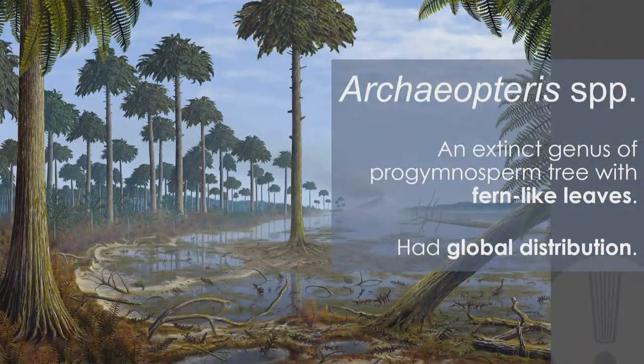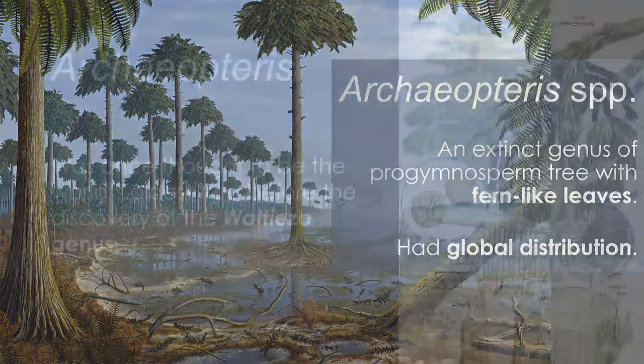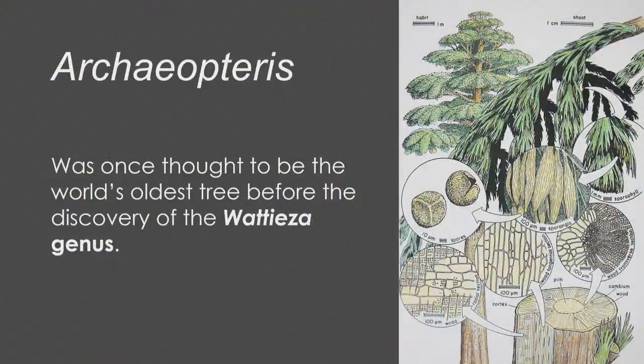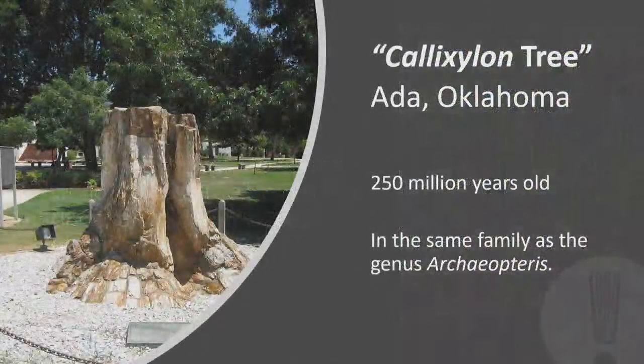And then we have Archaeopteris, different than Archaeopteryx, which was, I believe, the first feathered dinosaur. So when you're looking up this online or doing your own research, make sure you distinguish this as a plant. This is an extinct genus of Progymnosperm tree with these fern-like leaves with global distribution during this time. Very successful plant. Was once thought to be the world's oldest tree before the discovery of that previously mentioned Watiza genus, which I'm probably butchering.